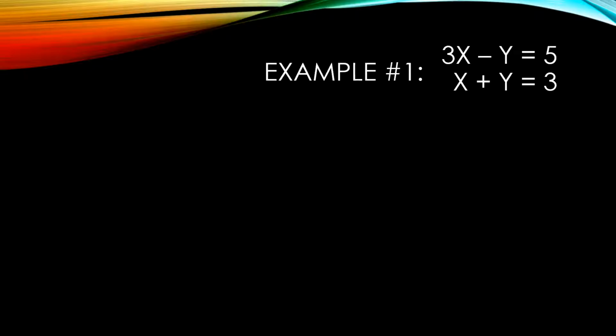All right, so let's give example number 1 a shot. That's 3x - y = 5 and x + y = 3. Step number 1, we're going to stack our two equations on top of one another. We're lining up our x's, we're lining up our y's, and we're lining up our constants. Step number 2, this is where you're making a decision. You're trying to figure out which variable term can be eliminated.